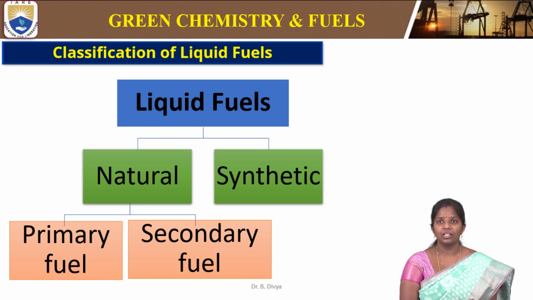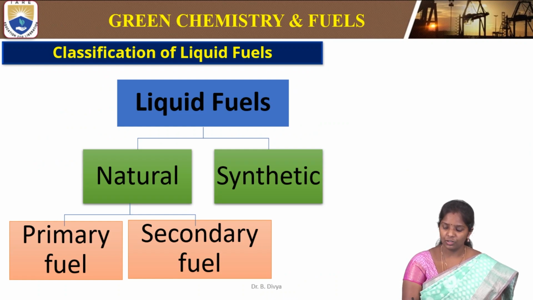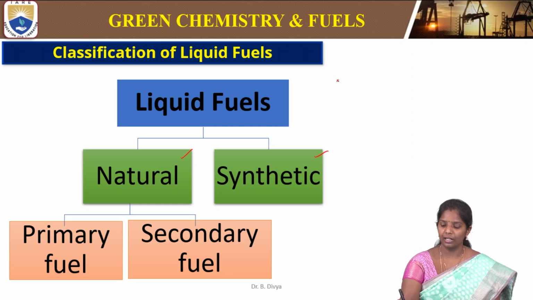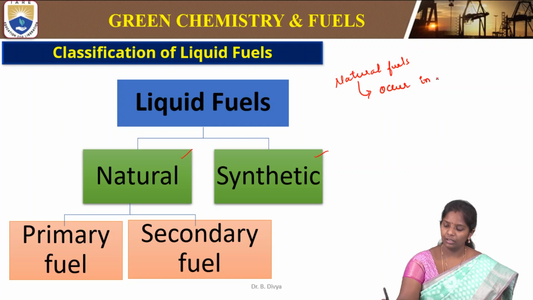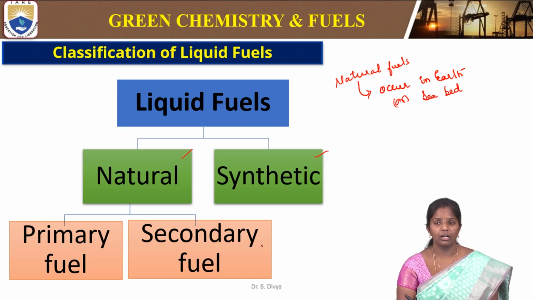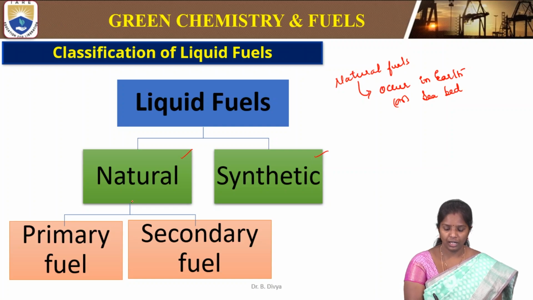Then coming to the classification of liquid fuels, there are two types: natural and synthetic liquid fuels. So what are natural liquid fuels? They are naturally occurring in the earth or seabeds. They are again classified into primary and secondary. How are they classified? Primary fuels are like petroleum.